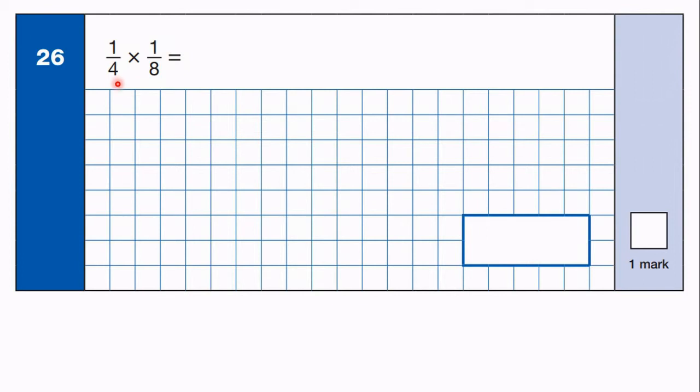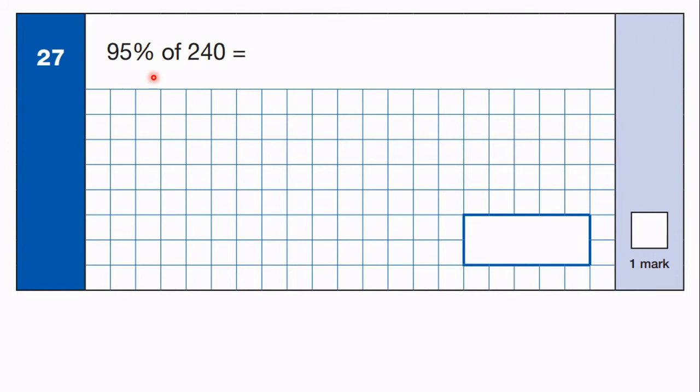Question 26. 1/4 times 1/8. Multiplying fractions is easy because you can just multiply the numerators, and 1 times 1 is 1, and then you can just multiply the denominators, and 4 times 8 is 32. So our answer is 1/32.